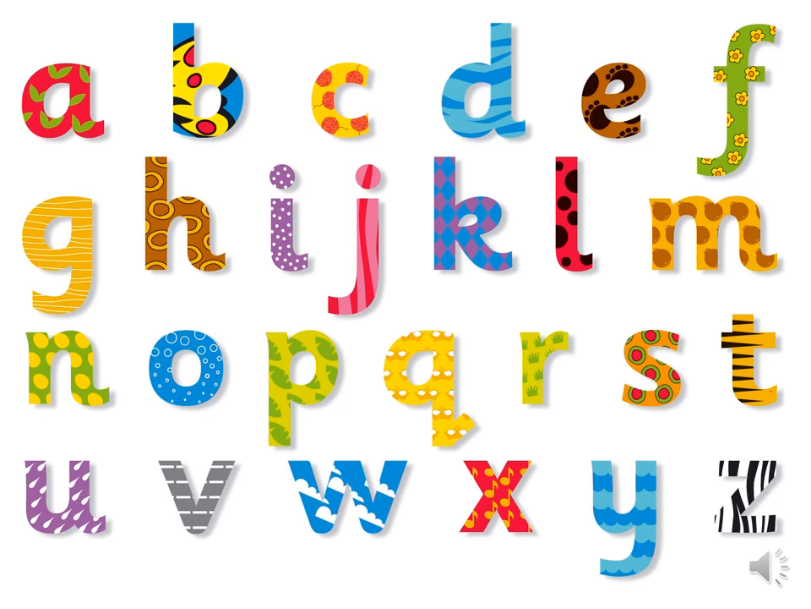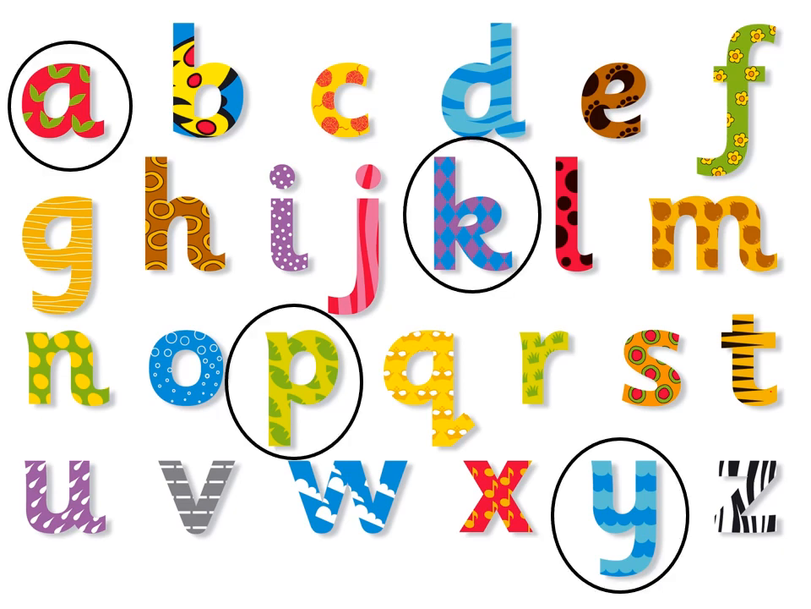Great effort, everybody. Can you see that some of the letters have been circled? The first one is the letter A. Can you tell me the letter name for the others? The first one is K. The next one is P. And the last one is the letter Y.